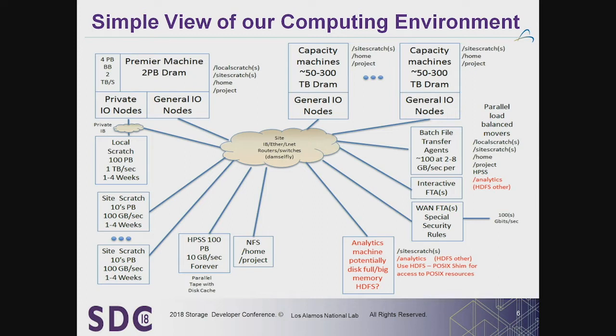We have a cluster set aside just for moving data, so you submit a job to the cluster, and it does nothing but move data for you, move a petabyte here, or move 10 petabytes there, or whatever. That's called the file transfer agent cluster, and then we've got some WAN stuff going to Livermore so that we can back each other up and so forth. So that's what our environment looks like, sort of roughly. The thing in the middle is our site-wide InfiniBand, essentially storage area network, and I'll tell you a little bit more about that in a minute.